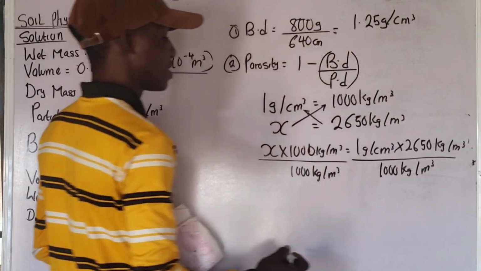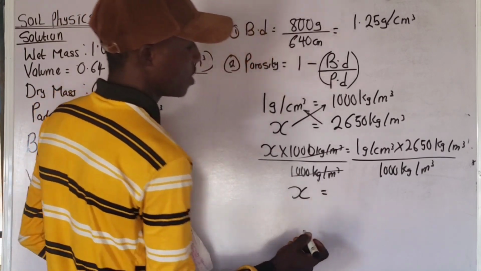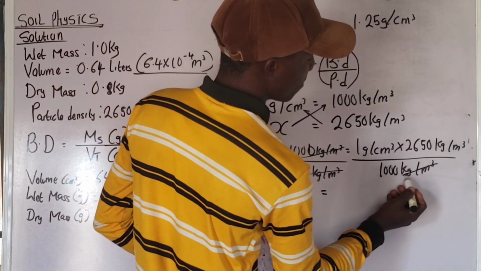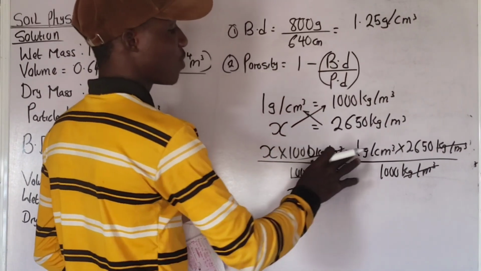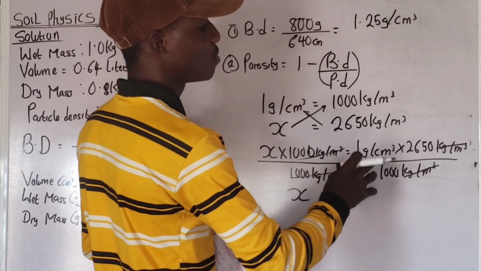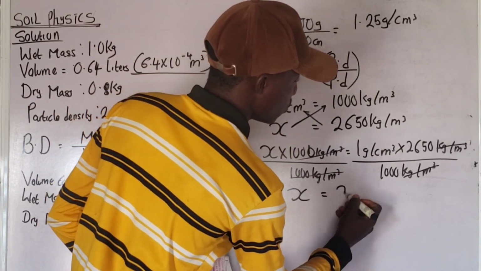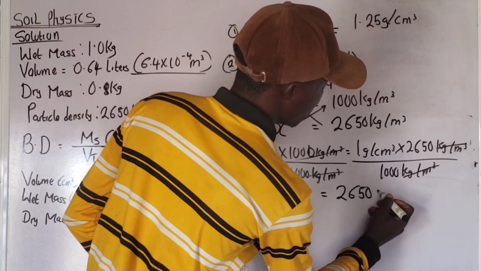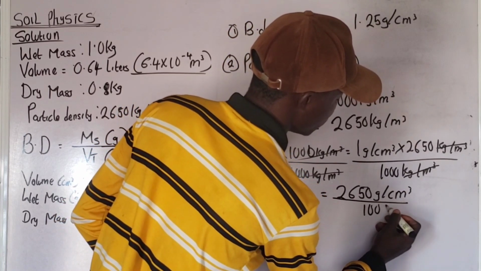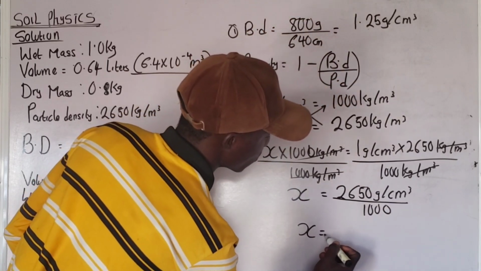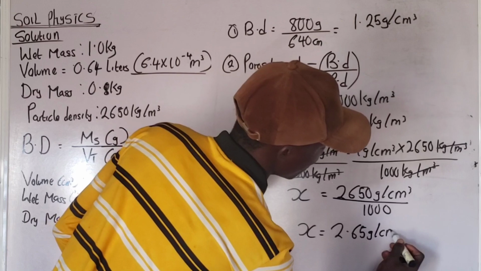Now, this will cancel this. So I'm going to have x equals, please pay attention, this kilogram per meter cube will cancel this kilogram per meter cube. You understand? So I'm going to have 1 gram per centimeter cube multiplied by 2650. That will give us 2650 gram per cm cube all over 1000. You understand? Hence, x will be equal to 2.65 gram per cm cube.